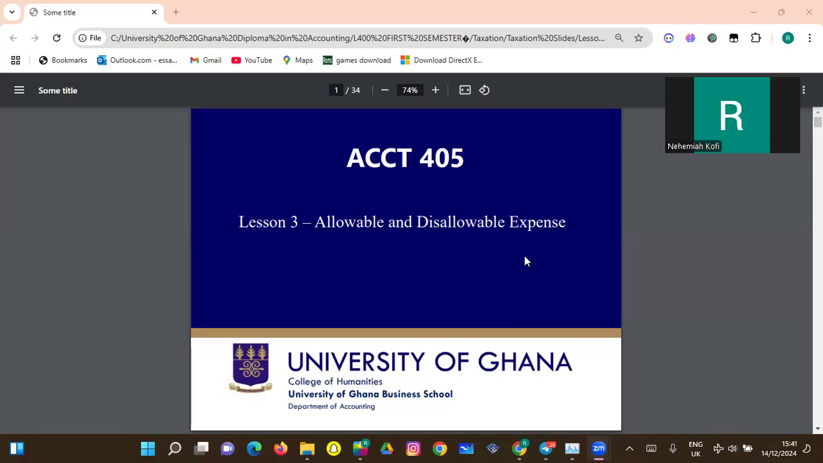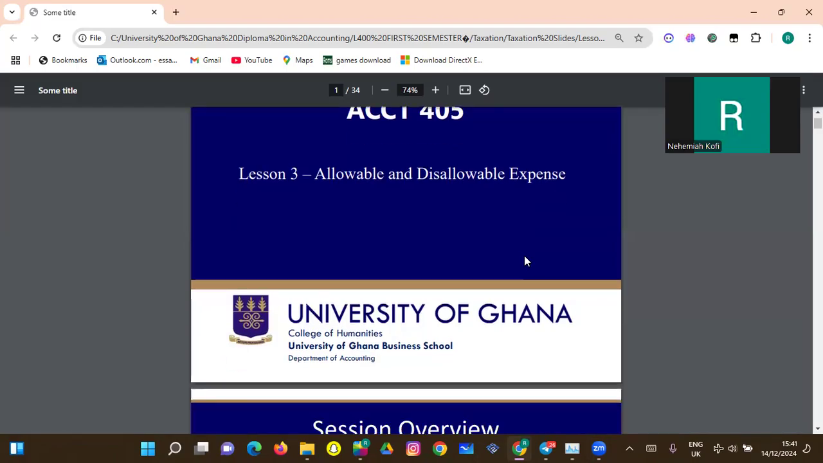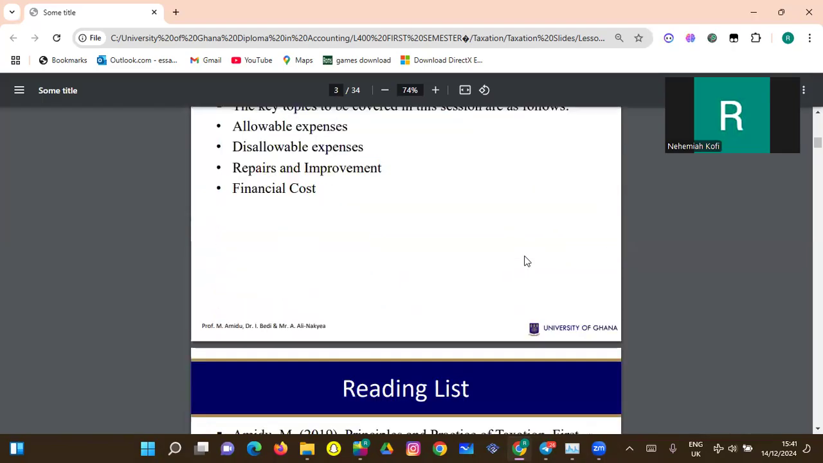All right. So in the just ended session, we spoke about allowable deductions, right? We spoke about year of assessable income, then the deductions to now get the chargeable income. So here in this session, we are going to talk about some deductions or some expenses that are allowable, right?